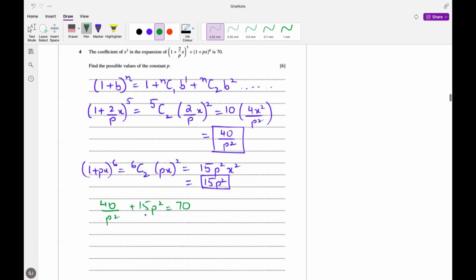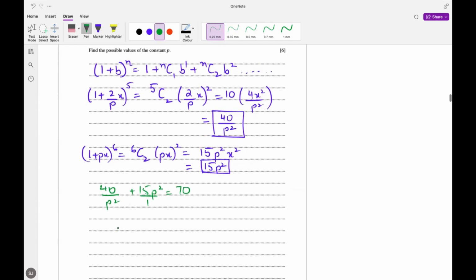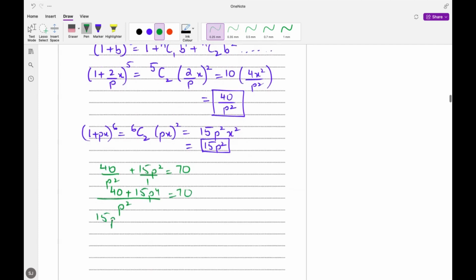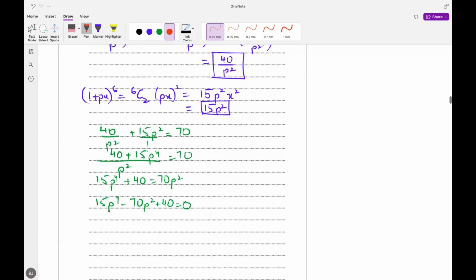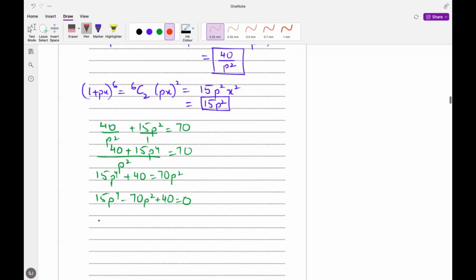Now, taking the LCM, the LCM will be p squared. So this will be 40 plus 15p to the power 4 equals 70p squared. Simplifying this, we'll write it as 15p to the power 4 plus 40 equals 70p squared. Bring the 70p squared to the left hand side, this will become 15p to the power 4 minus 70p squared plus 40 equals 0. Now dividing the equation by 5 to make it simpler, 15 divided by 5 will be 3, so we write 3p to the power 4 minus 14p squared plus 8 equals 0.